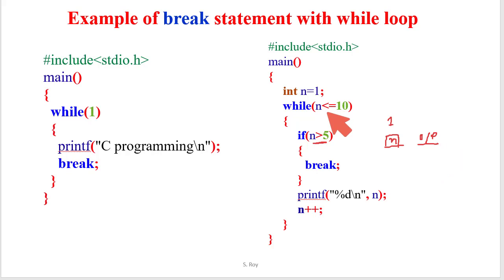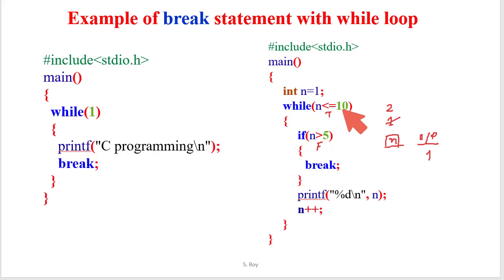First n is equal to 1. This condition provides true. It enters into this while block. If n greater than 5, this provides false, so the break statement will not be executed. We will get the output 1. n will be incremented by 1, so the value of n is now 2. It will return back to check the condition.